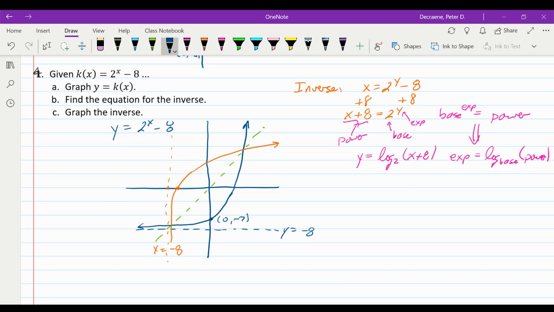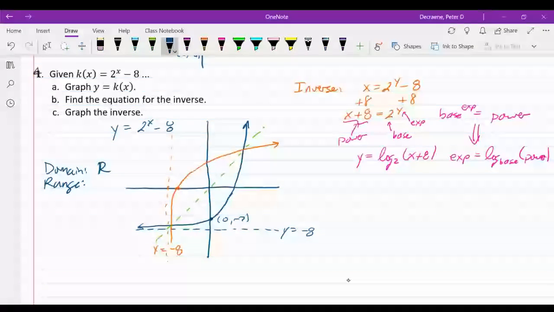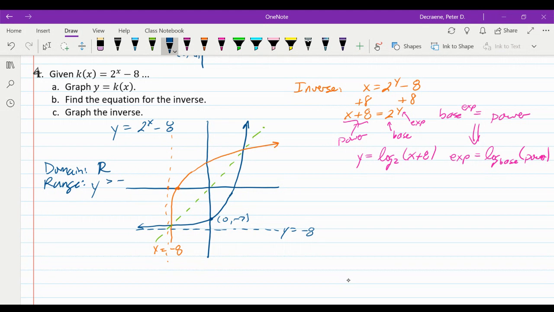And last bit here, the domain, just to make sure we're clear on this. The domain on the original is all real numbers. The range on the original, we don't go below the asymptote, so y is bigger than -8. On the new one, the domain is x is bigger than -8 because we don't go to the left of that asymptote, and the range is going to be all real numbers. And last bit on this, if I've got a moment here, as x goes to infinity on the original, y goes to infinity. As x goes to -infinity, y goes to -8.